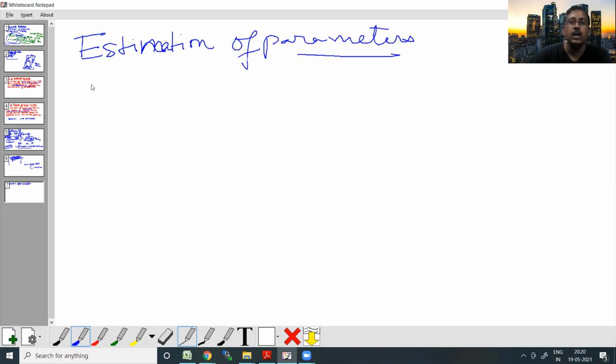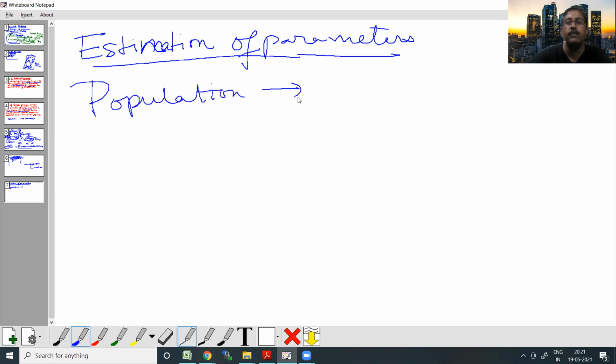What is a parameter? Whenever I think in the context of a whole population, and I talk about the different statistical measures in the context of the population, say for example, the population mean or the population standard deviation, those are the parameters. The mean is generally represented by the symbol mu. The standard deviation is generally represented by the symbol sigma, and all those stuff.